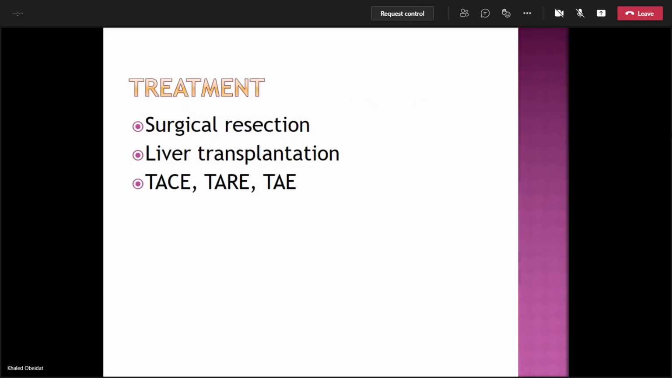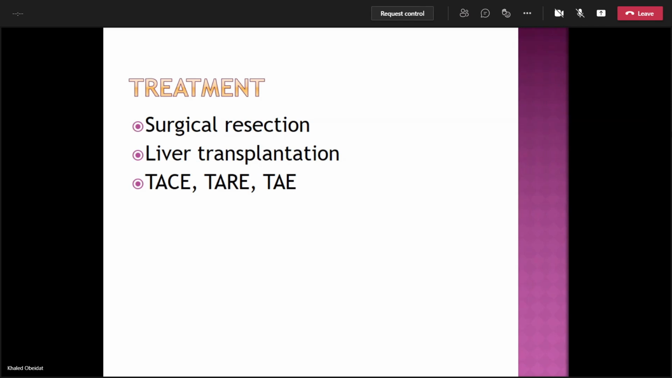What's the treatment? We have curative treatment and we have palliative treatment. Curative treatment consists of surgical resection or liver transplantation, and surgical resection, when feasible, will be the first choice. Liver transplantation is usually done when surgical resection is not feasible.